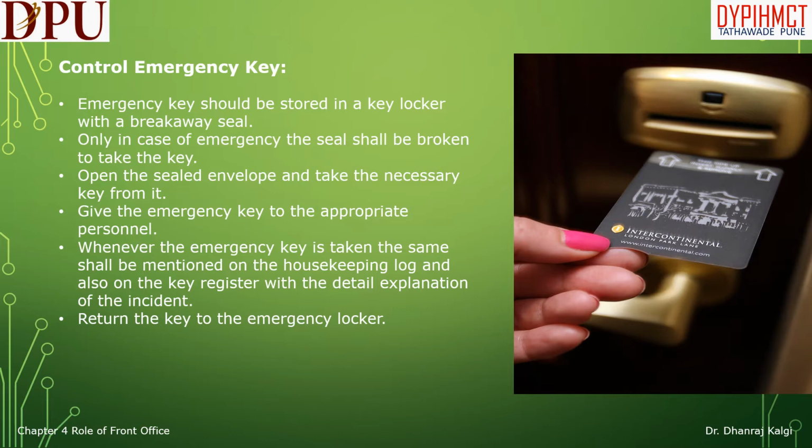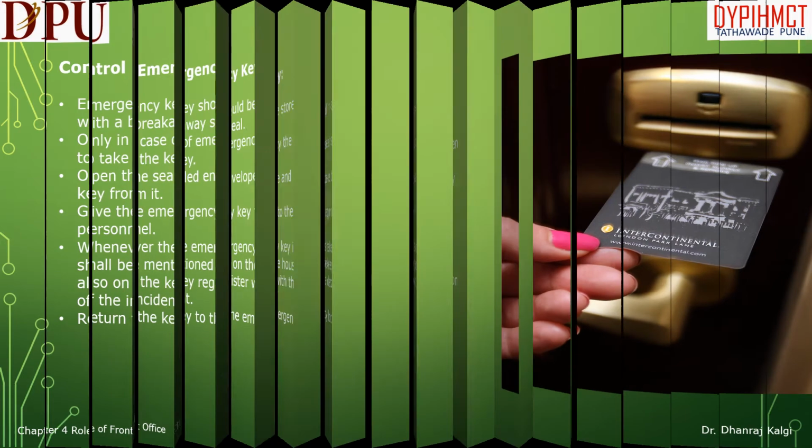Open the sealed envelope and take the necessary key from it. Give the emergency key to the appropriate personnel. Whenever the emergency key is taken, the same shall be mentioned on the housekeeping log and also on the key register with a detailed explanation of the incident. Return the key to the emergency locker.